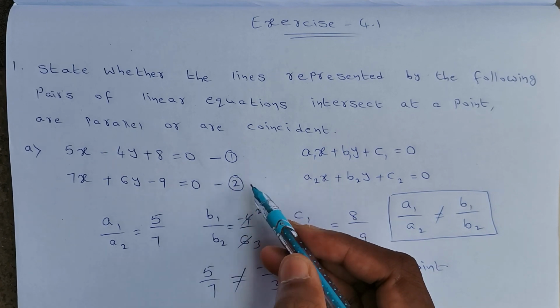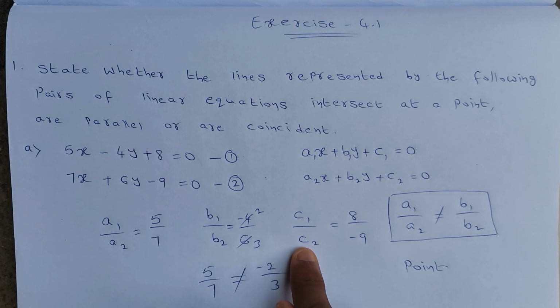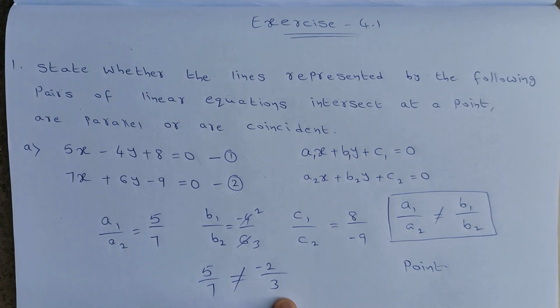If we draw the graph of these two equations, those two lines are going to touch each other at a point. So whenever a1 by a2 is not equal to b1 by b2, there is no need to check c1 by c2, because if a1 by a2 is not equal to b1 by b2, it is enough to say that those two lines will intersect at a point. So if a1 by a2 is not equal to b1 by b2, then no need to check c1 by c2.